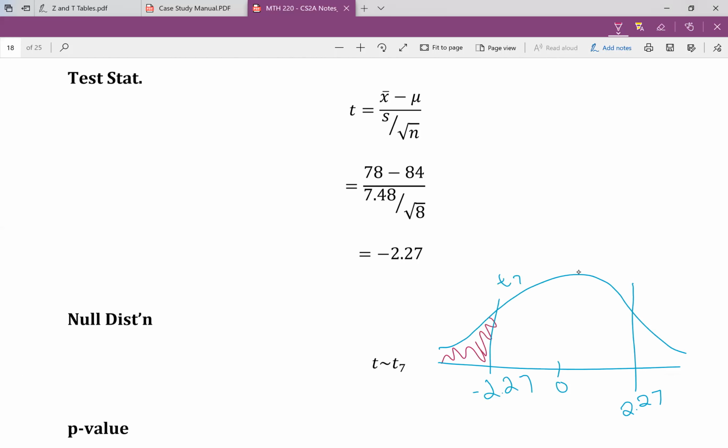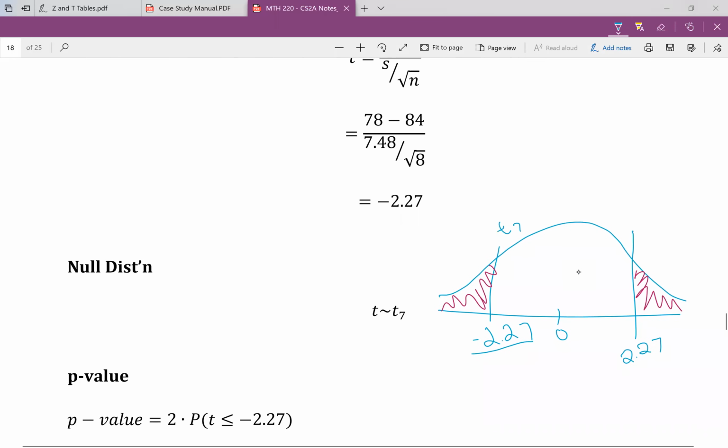And then I'm going to shade this area, which represents my p-value. This area here also represents my p-value. Gotta find both of those areas, and we're going to do that with multiplication. All right, so I want to write my p-value in terms of the test statistic. So it's the chance of observing this test statistic, negative 2.27, or more extreme, means go to the left and double it. So 2 times the probability that t is less than or equal to negative 2.27.